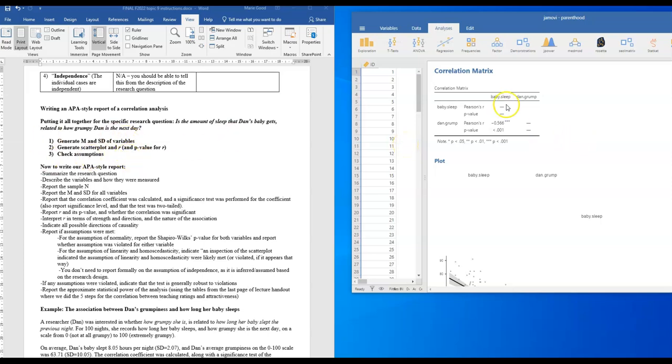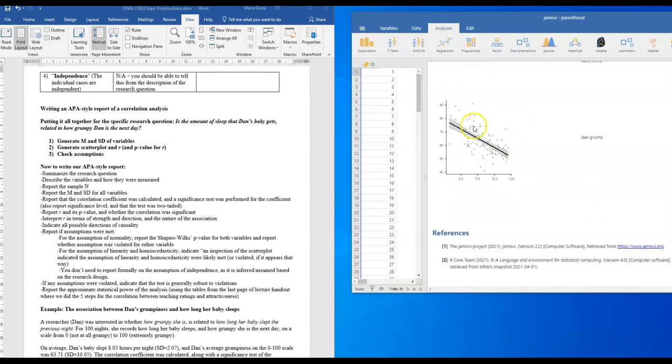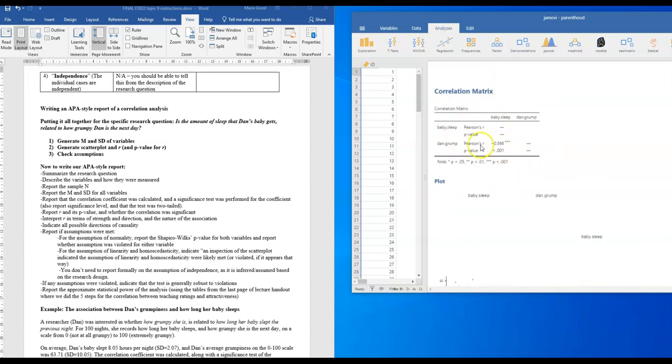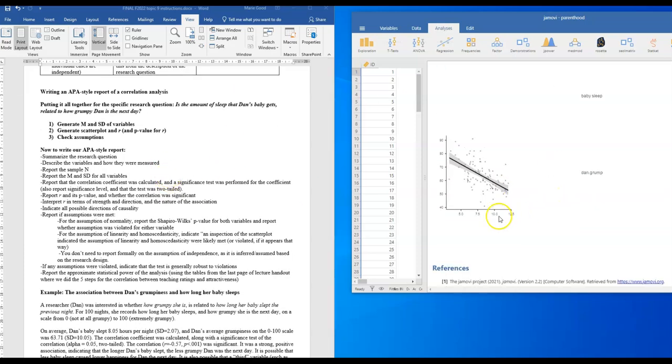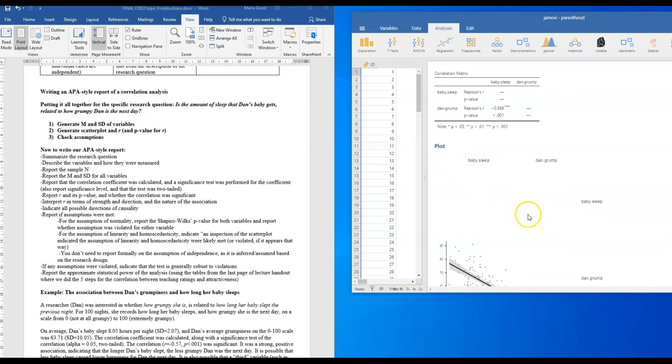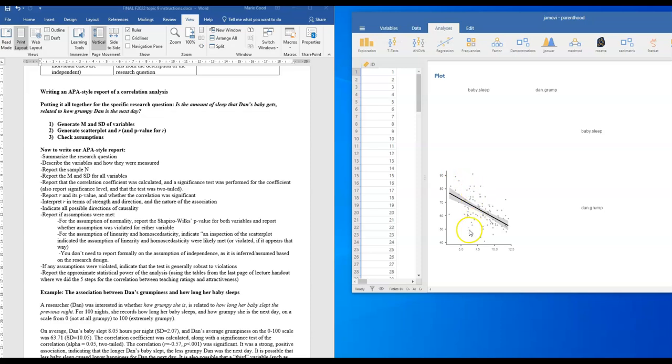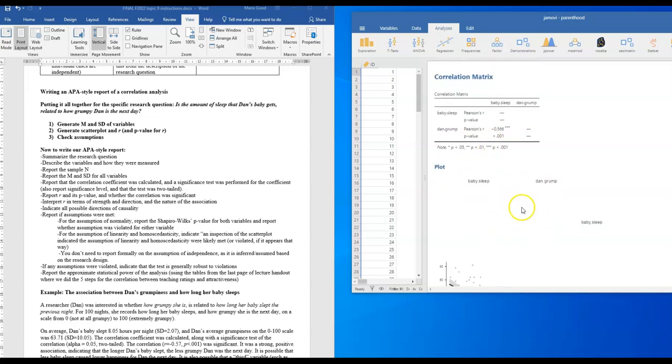Okay, so we've got the scatter plot, and we have the R value, which is negative 0.566, and the p-value, which is less than 0.05, and it's got an asterisk, so we know it's significant. That's the meat of our analysis for this correlation. Checking the scatter plot, you can see that it definitely looks like a negative association, and it is a fairly strong association.